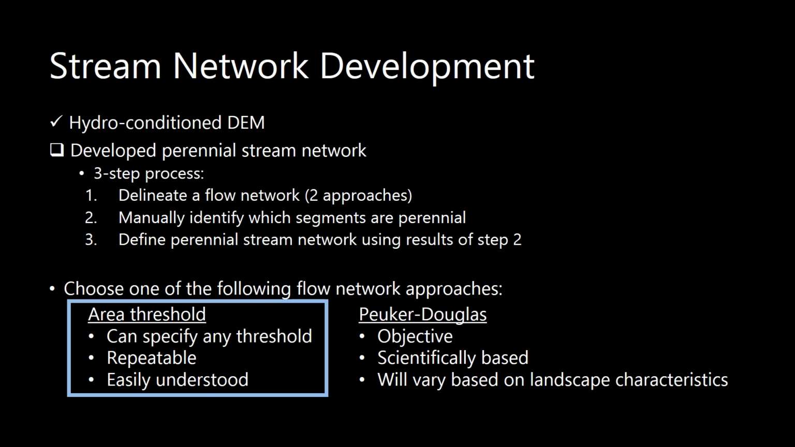Step 1 can be done using two different methods, the area threshold method and Peuker-Douglas. Area threshold is an easily understood method where the user gets to specify a certain threshold, which makes it repeatable as well, meaning that no matter what watershed you use it in, you can always specify the same threshold if you wish. While Peuker-Douglas is a much more objective and scientifically based method, and the result is going to vary based on landscape characteristics.